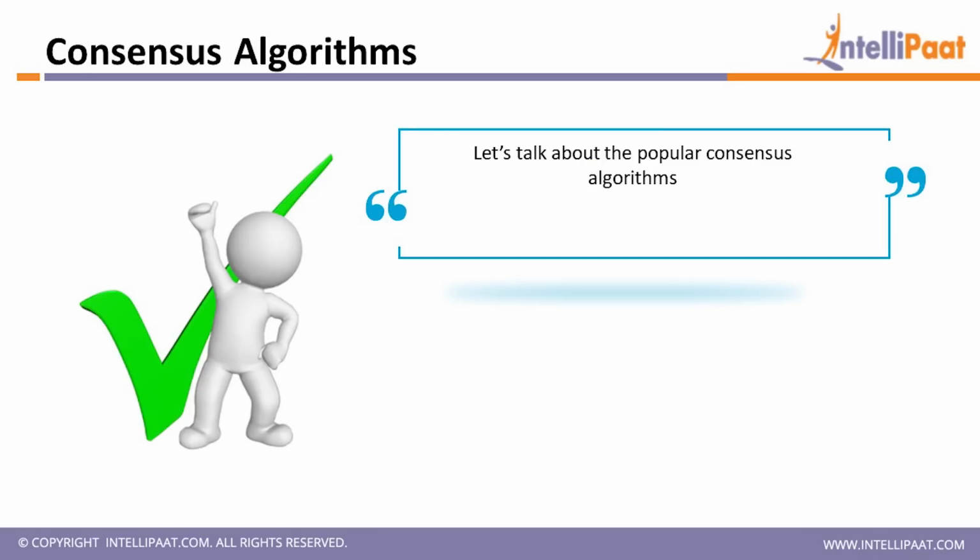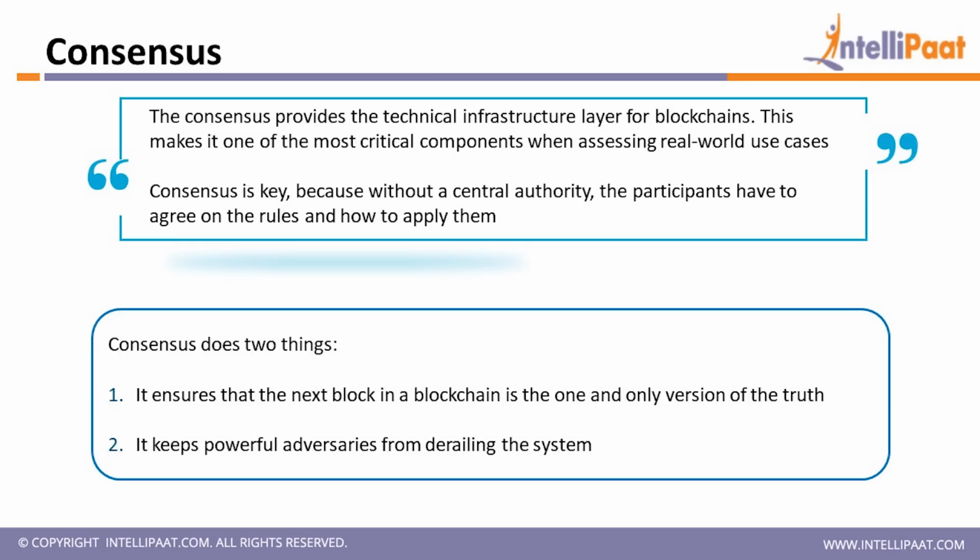Consensus algorithms: which consensus algorithms are typically used? Consensus provides the technical infrastructure layer for blockchain. This makes it one of the most critical components when assessing real-world use cases. Consensus algorithms are programmable, so you can write them according to your business needs and use case scenarios. Consensus is key because without a central authority, the participants have to agree on the rules and know how to apply them.